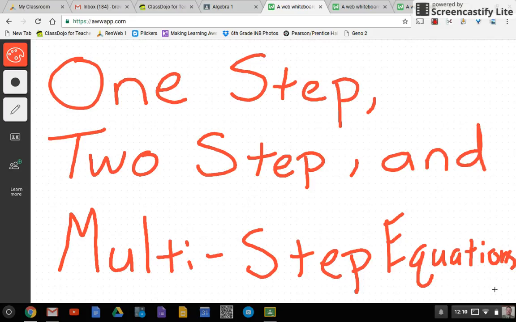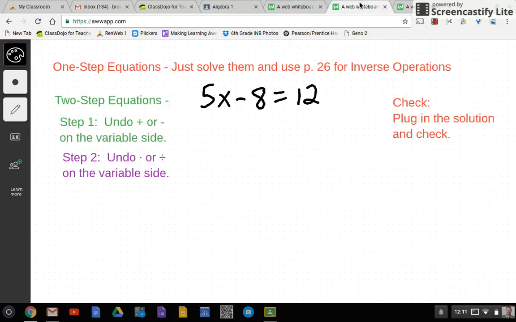Okay, let's do some one-step, two-step, and multi-step equations. We're going to fill in the information that you put down on your INB, page 42. Now, to begin with, the one-step equations, just solve those, work them out. You can check them on the pages on the pictures that I sent. If you do not know what an inverse operation is for something that you're doing, check page 26 of your INB. We took notes on that way back at the first part of school.